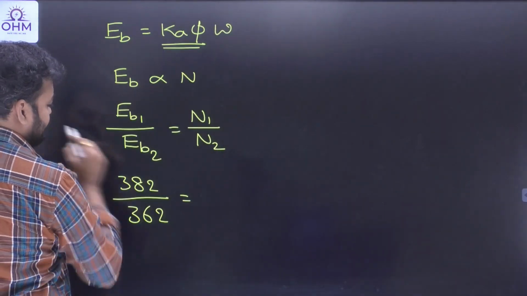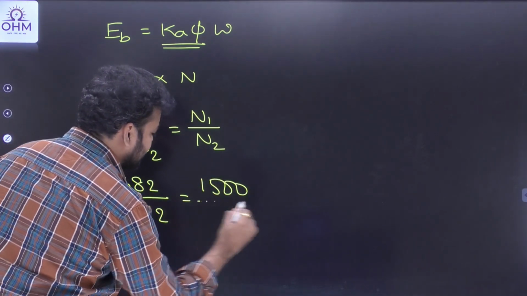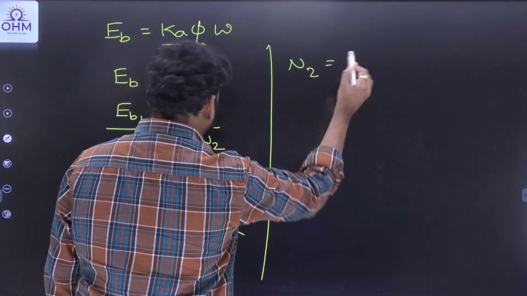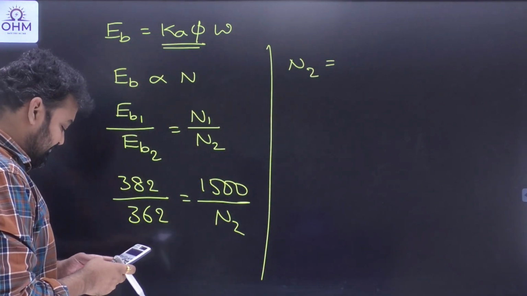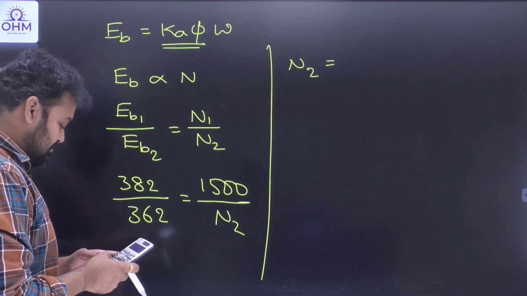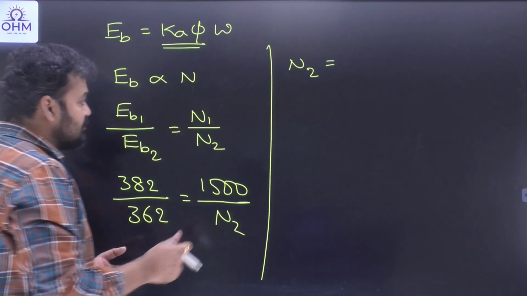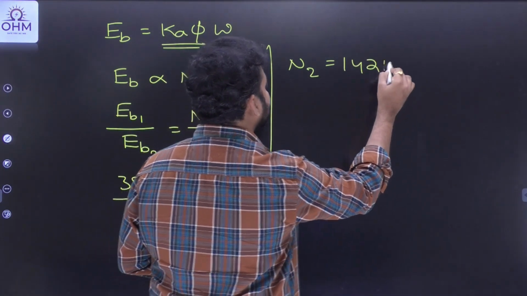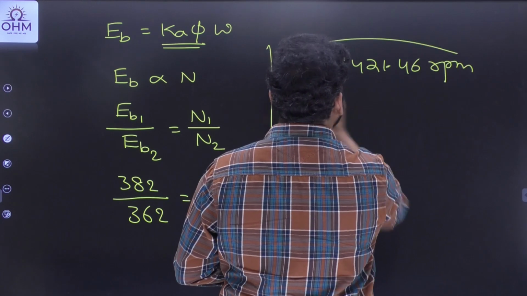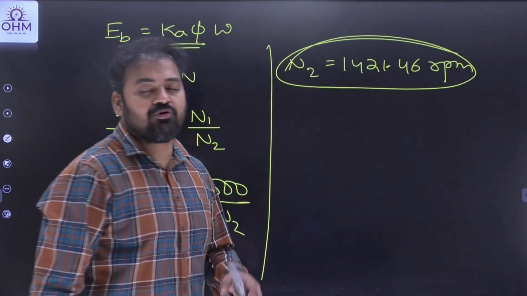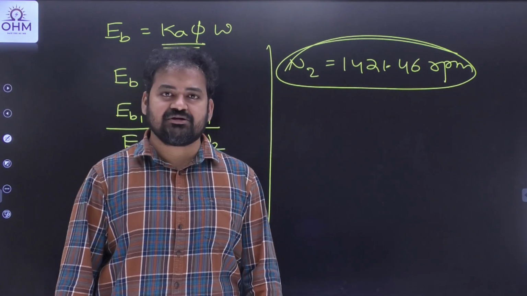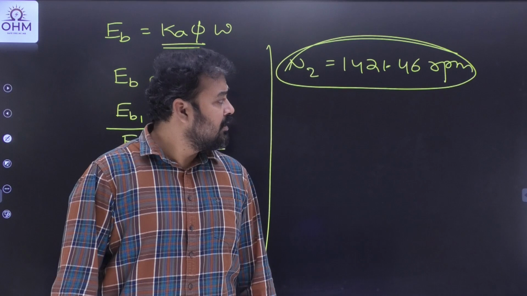What is the speed in the second case? This is the answer we need. Okay. So find out what is the speed of the motor. So 1500 into 362 divided by 382. So I got 1421.46 RPM. This is the new speed of the motor when supply voltage was reduced by 10%. Okay, very simple question. That's all.